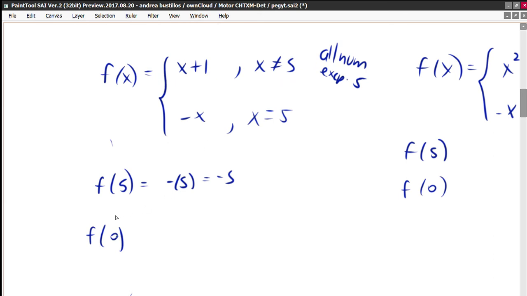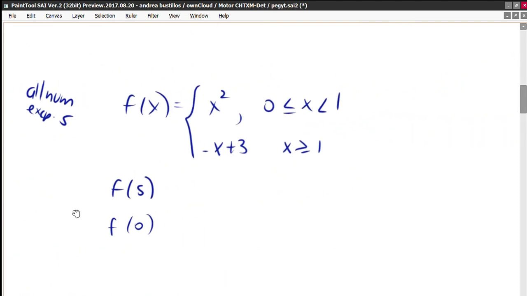So if I want to evaluate f in 0, I would have to evaluate in the upper piece. If I want to evaluate the function in f of -9, I would have to again evaluate in the upper piece. Why? Because this domain is all real numbers except 5.